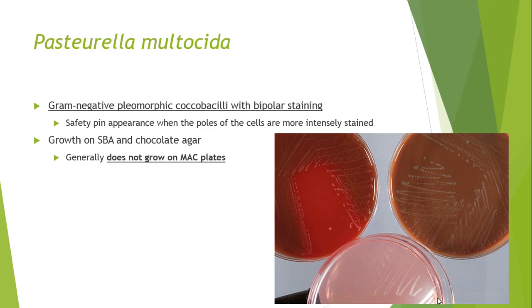And then Pasteurella. This is a HACEK organism. This is a gram-negative coccobacilli. We see bipolar staining, so it won't stain as intensely in the center of the bacilli. It'll stain more intensely on the ends, so it'll kind of look like a safety pin. It does grow on sheep blood agar and chocolate agar, but it doesn't grow on MacConkey, so that's a big clue there.